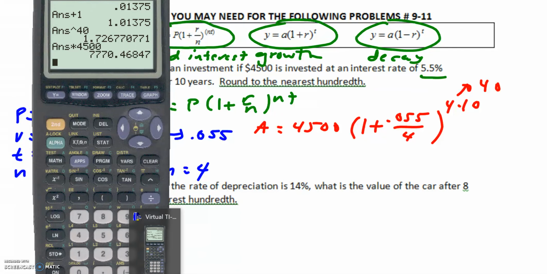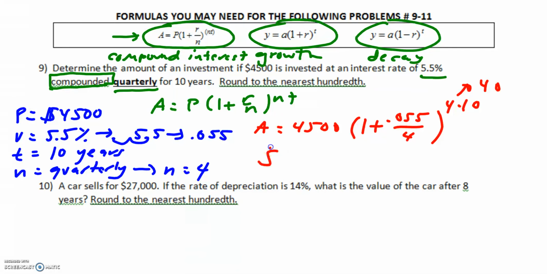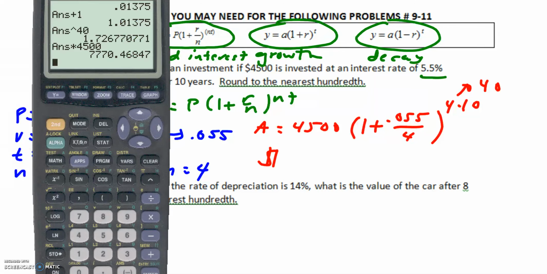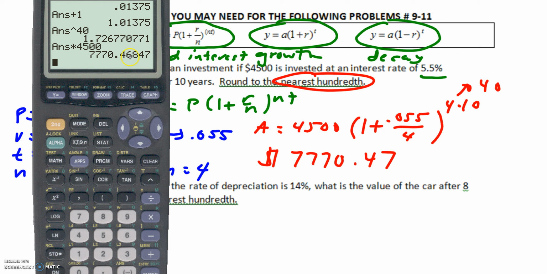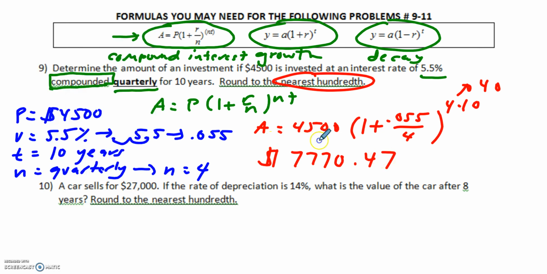When I press enter, looks like my answer would be, and I lose it unfortunately, but I think it was 7770.47. Now it says round to the nearest hundredth. That is why when it said 0.468, the 8 rounded the 6 up to a 7. And this notation makes sense because we are dealing with money. So I started with $4,500, and if I compounded quarterly for 10 years, it raised to $7,770.47.